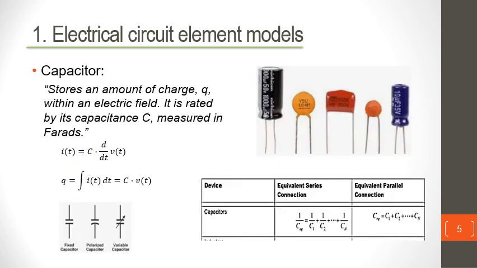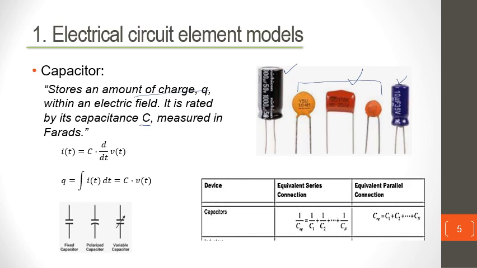A capacitor, on the other hand, has different types of looks. We have electrolytic capacitors, some of these are ceramic capacitors, and different types of capacitors, basically, depending on the package that they come with. So a capacitor stores a certain amount of charge Q within an electric field. It is rated by its capacitance C, which is measured in farads.